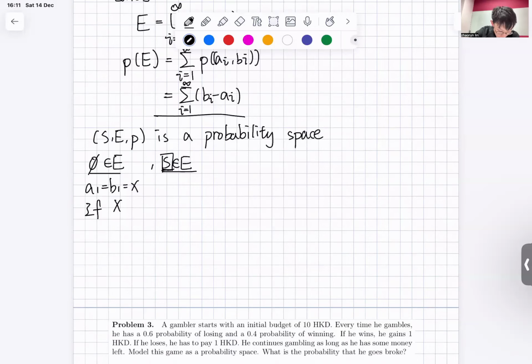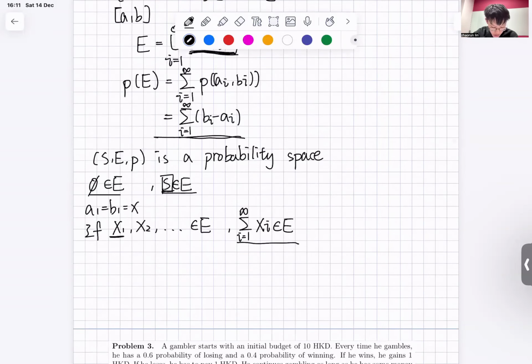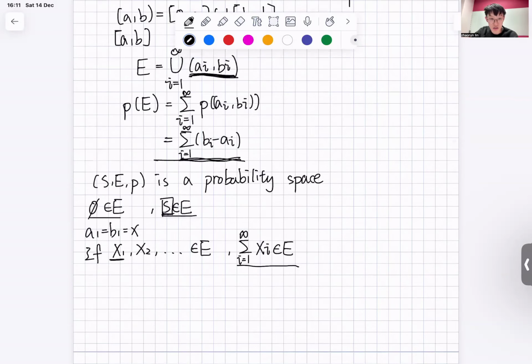if x1, x2 is in E, then the sum of all the events is in E. By the definition, every such event is an interval. And this is actually trivial, as we have shown here. The sum of them is also an event and is in the set of events.